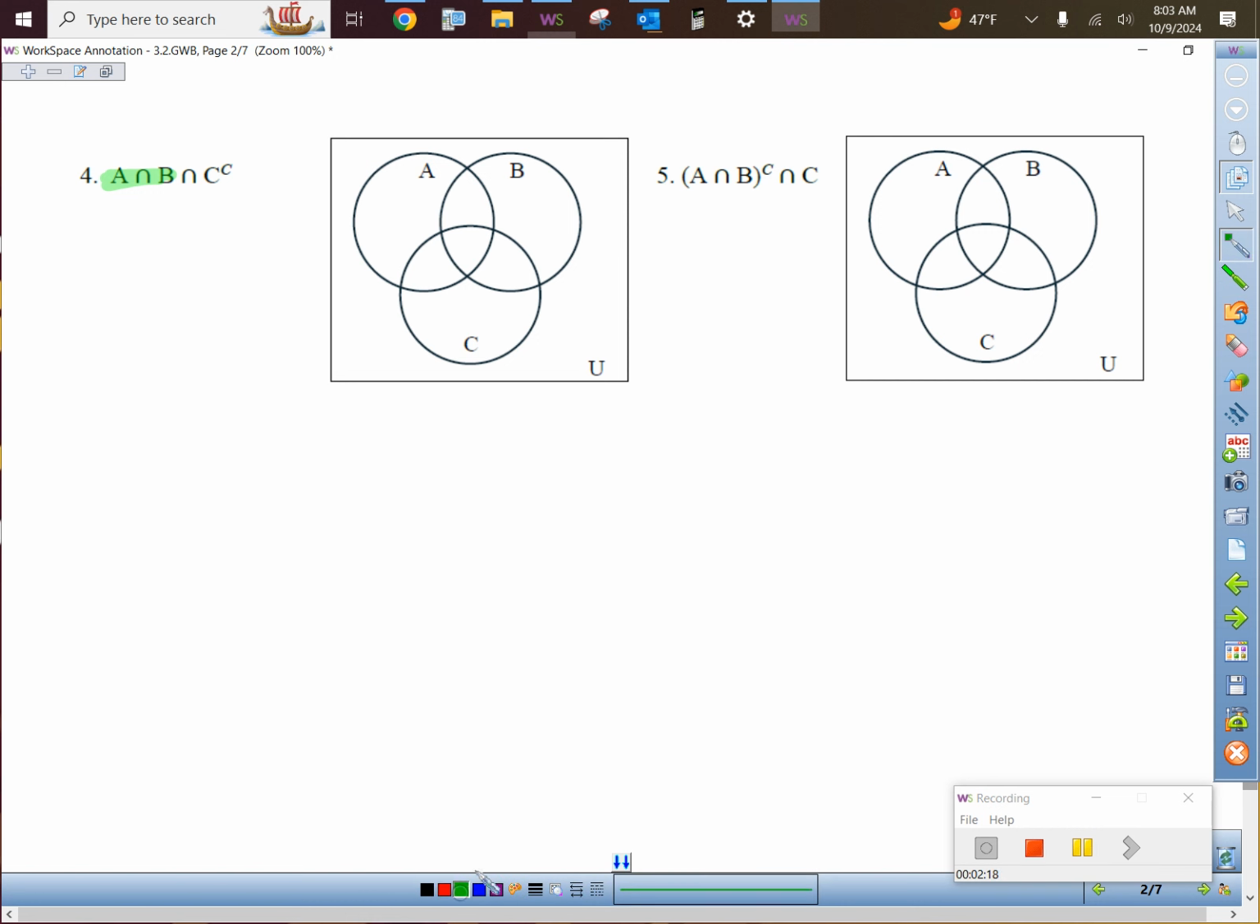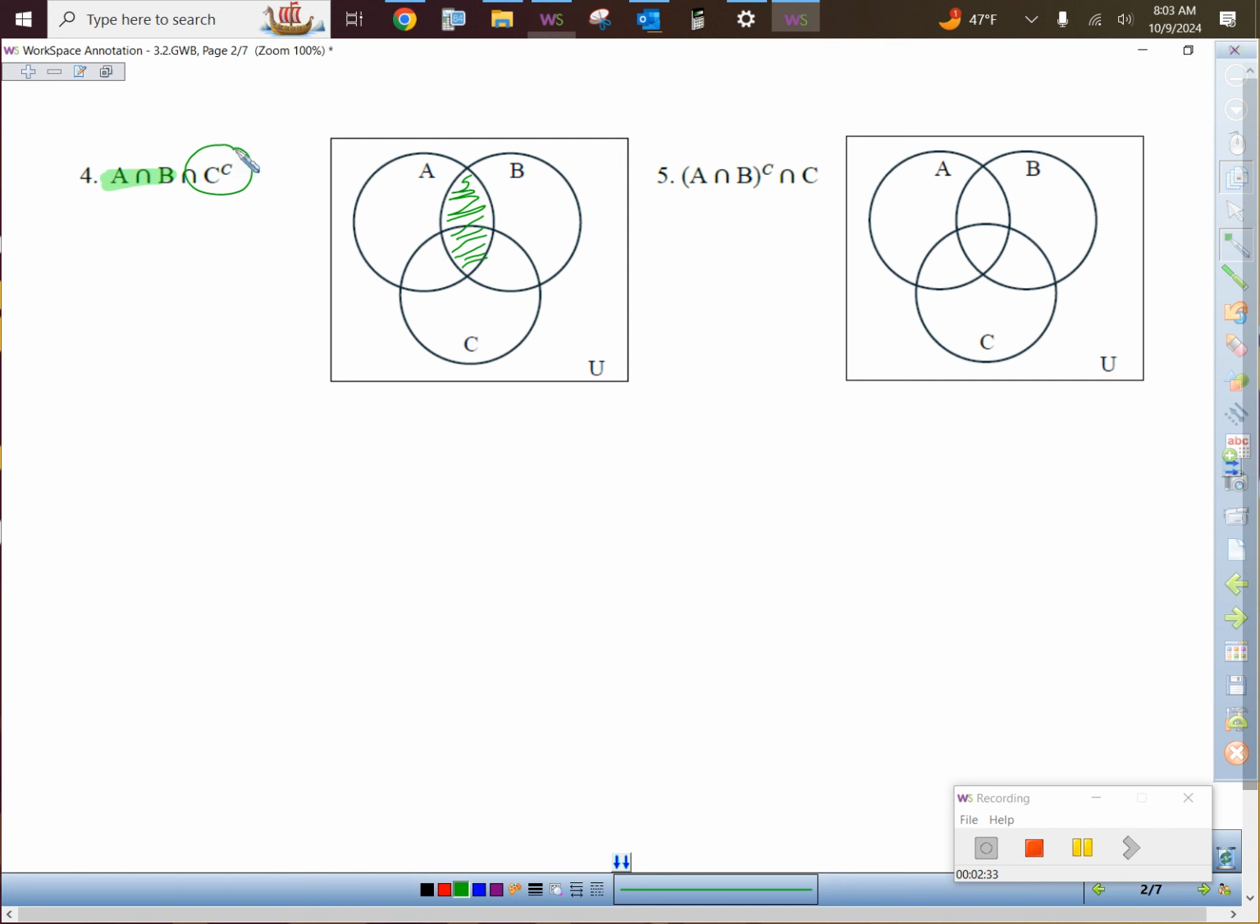I'm going to do my light shade in green. This is A intersection B. Are you with me on that? You can shade that in lightly if you want. Maybe you don't want to shade it in at all, because that's not our answer. We still have to do that as the intersection with C complement, right? That little green slice is going to be a helpful hint in our answer, but I need to know where it intersects with C complement.